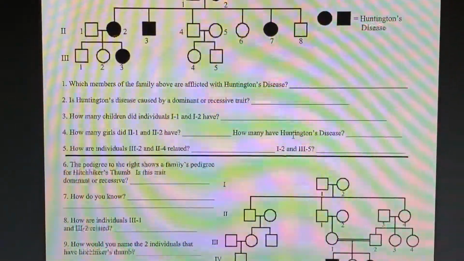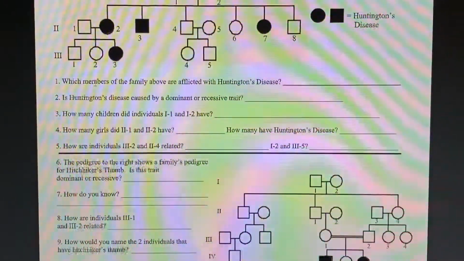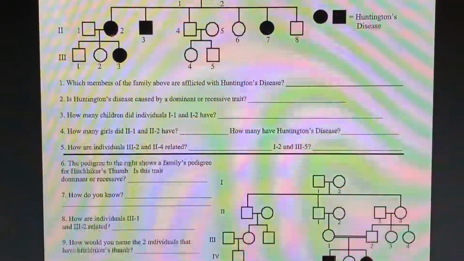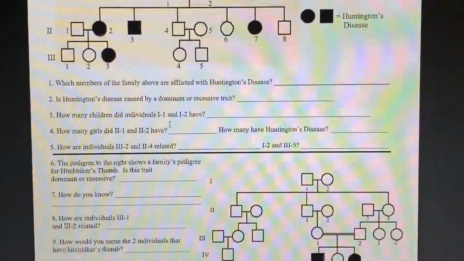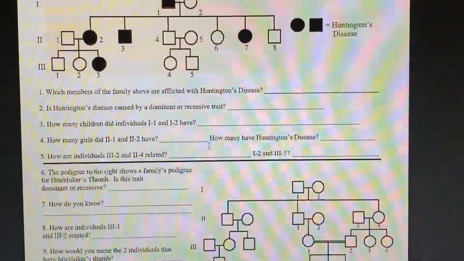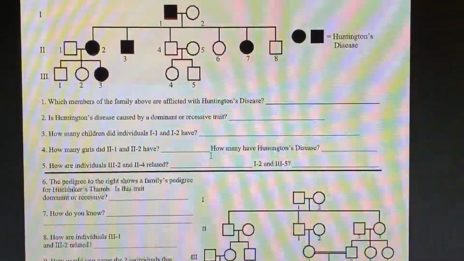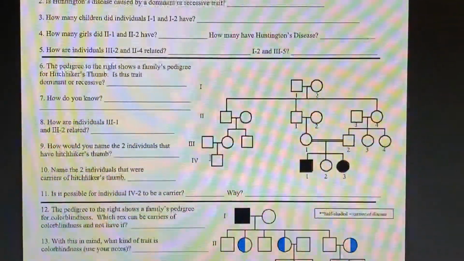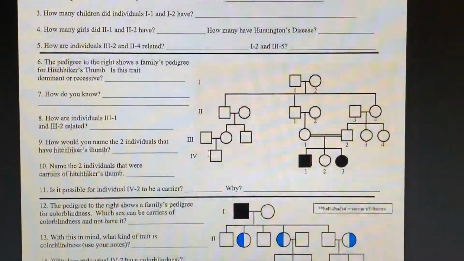And then you'll see there are other questions, like which members are afflicted with Huntington's. You would say generation 1, so Roman numeral I, individual 1, and you just write it like this. You do the Roman numeral first and then the regular numbers after.